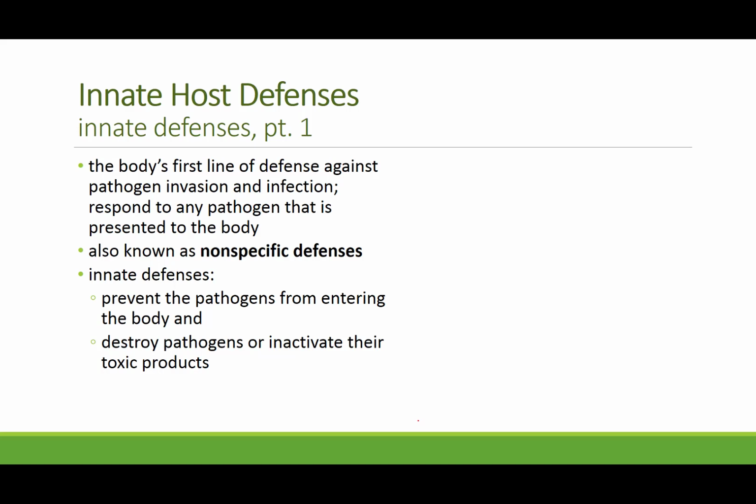And rather than being specific, they are non-specific because they respond to any pathogen that is present in the body. They're defending against anything that might come and try to enter the body. So it's the job of the innate defenses to prevent pathogens from entering the body, and if they do, to destroy those pathogens or inactivate any toxic materials or products that they produce.